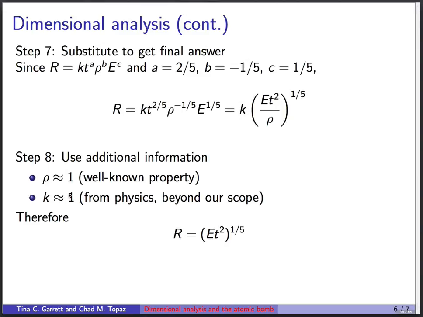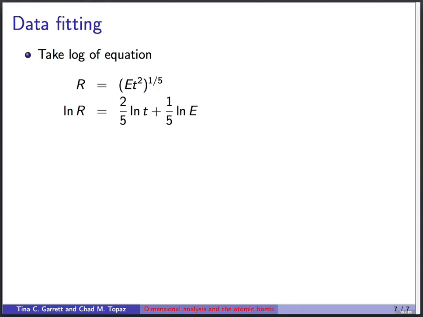So if we're willing to use G.I. Taylor's bit of physics, and if we're willing to look up the value of air density, we can plug in 1 for K and rho, and we get something like R equals E T squared to the 1/5 power. Okay, that's an expression that comes from dimensional analysis and this little bit of extra information. Now don't forget to say wow at this point. We're not done with the problem, but the fact that you were able to figure out how the blast radius depends on energy and time is, I think, pretty amazing.